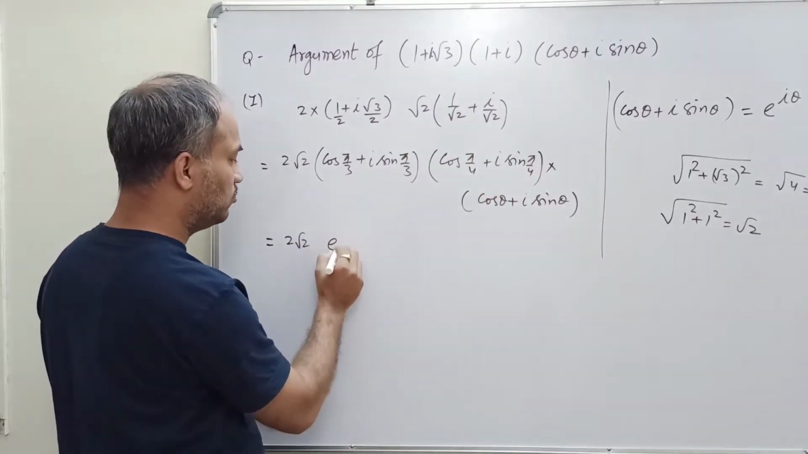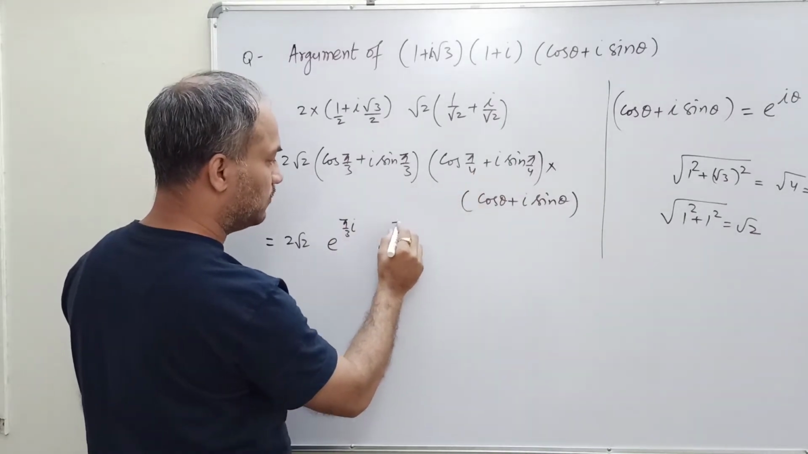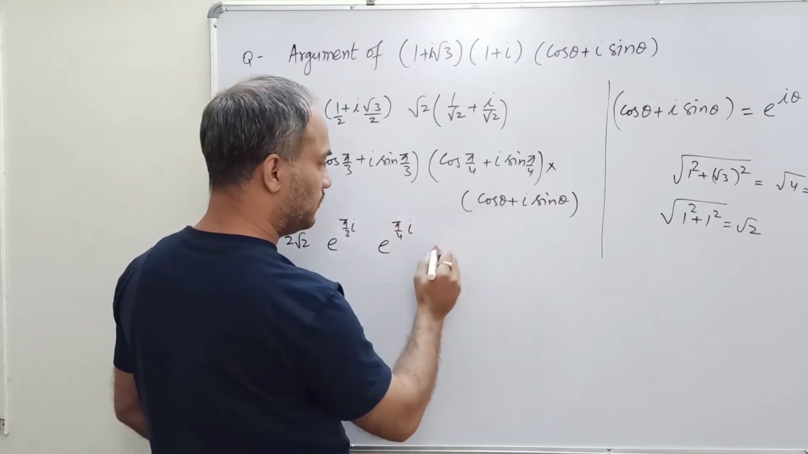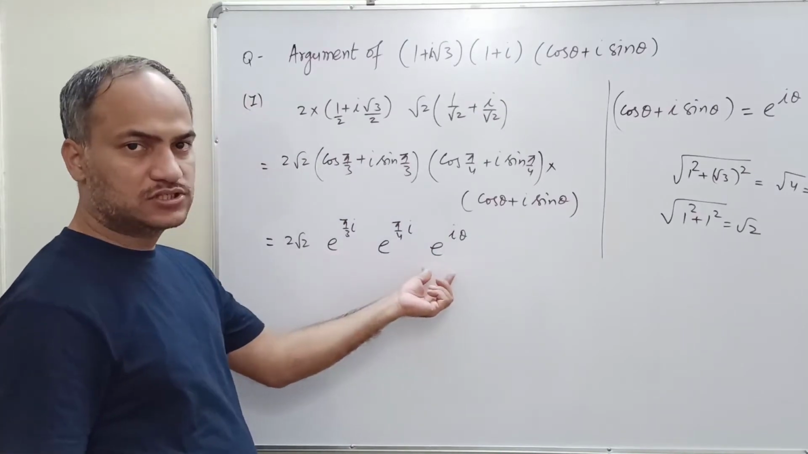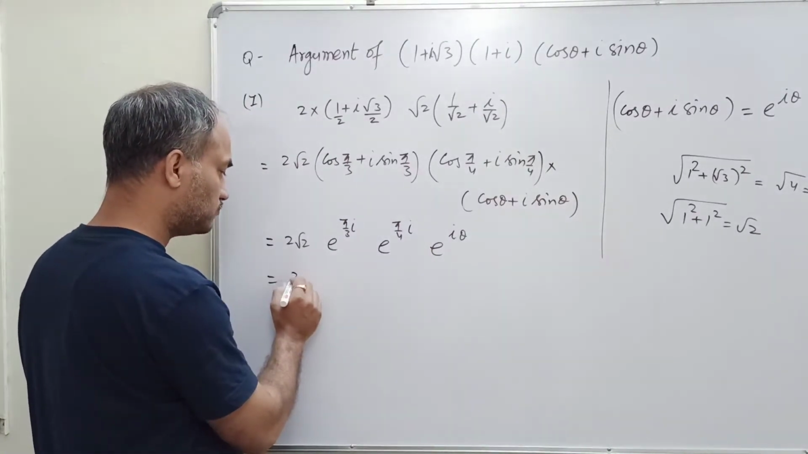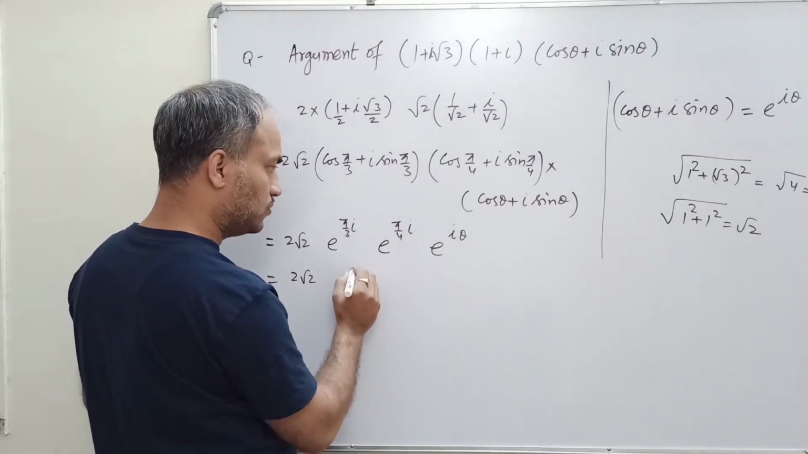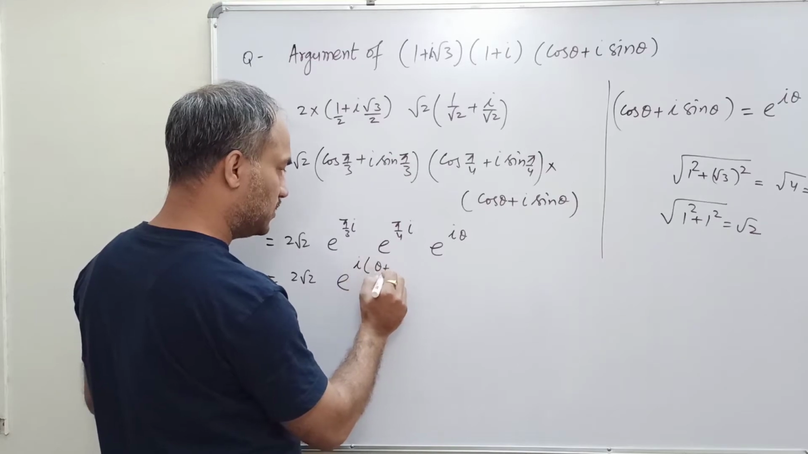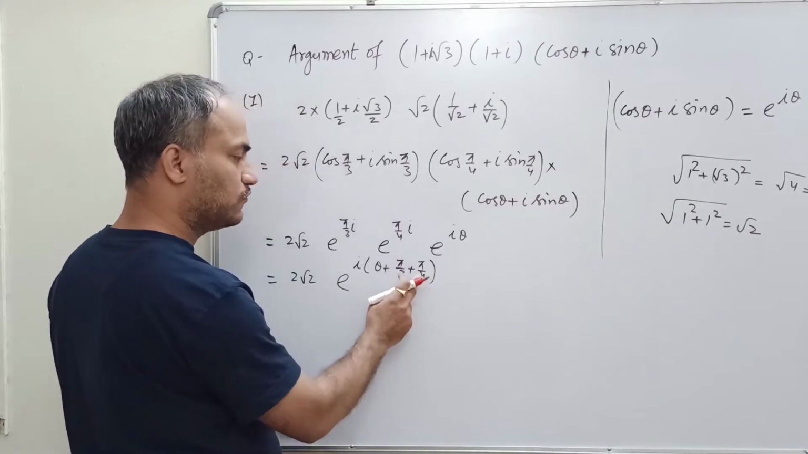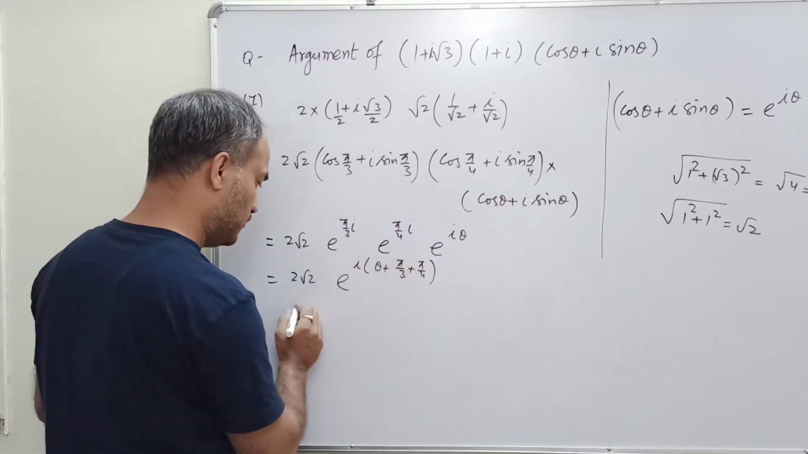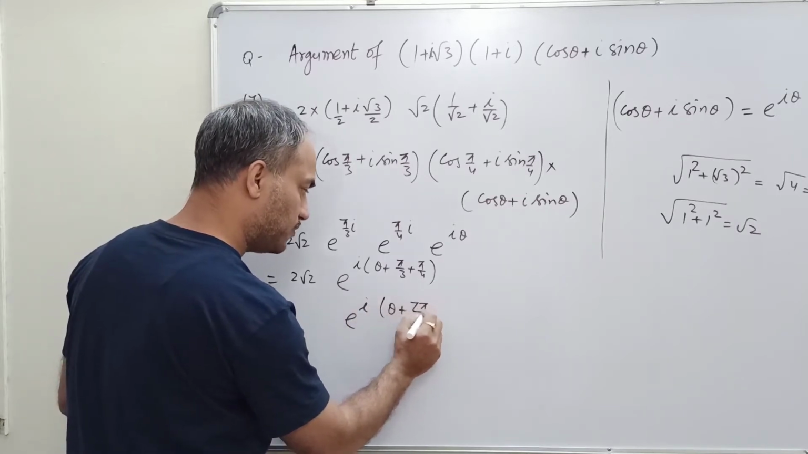So this will become e to the power iπ/3. This will become e to the power iπ/4. This will become e to the power iθ. So these are in multiplication, so it will become e to the power, this will be in addition, so iθ plus π/3 plus π/4. Okay, so 4 plus 3, 7π/12. So this is e to the power i(θ plus 7π/12).